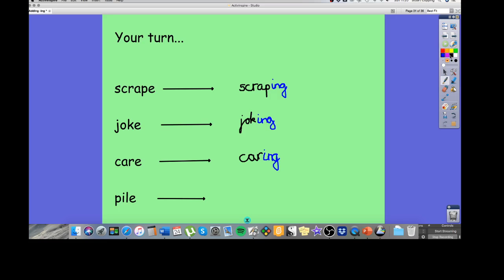And pile becomes piling. If it was pill, it would be double l, which is why we know it's piling. I am piling up plates on the surface for lunch.